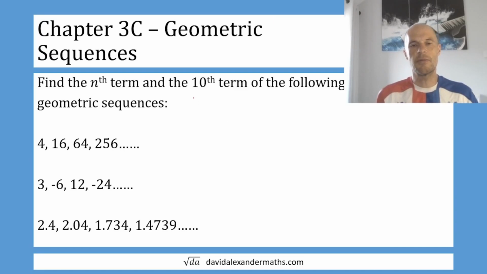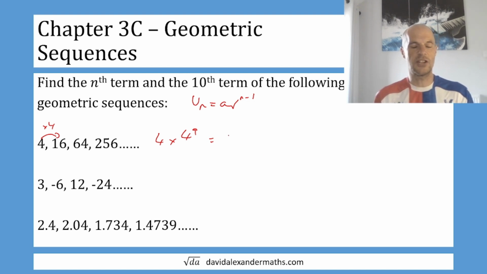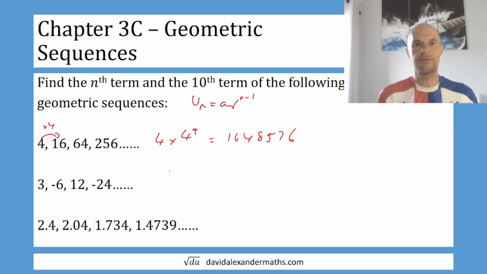Okay, so for these questions, we're remembering that un is a r to the power of n take away 1. So for the first example, it's going to be 4 multiplied by, what is the ratio? We're multiplying by 4. And we want the 10th term. So if n is 10, then this is going to be 4 multiplied by 4 to the power of 9, which is the same as 4 to the power of 10 for the whole thing. It's quite a large number. 1, 0, 4, 8, 5, 7, 6. Fairly straightforward.